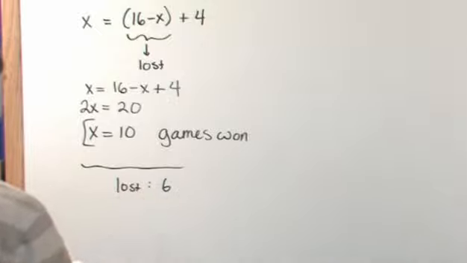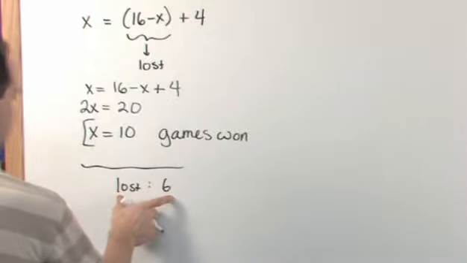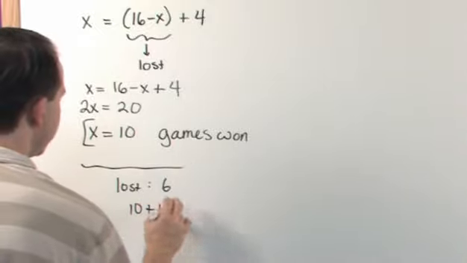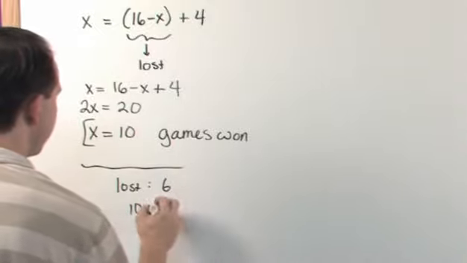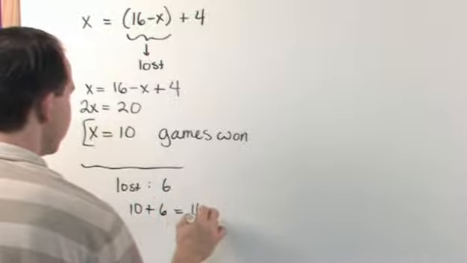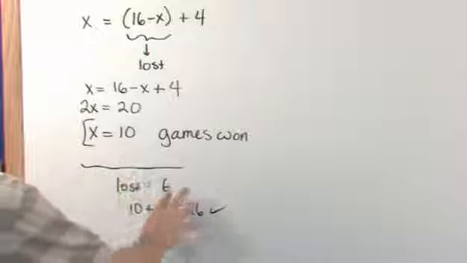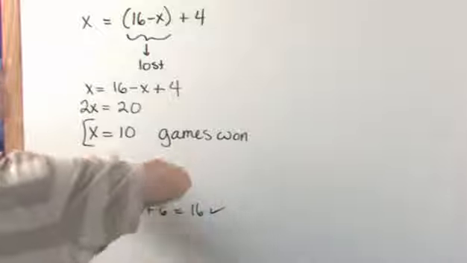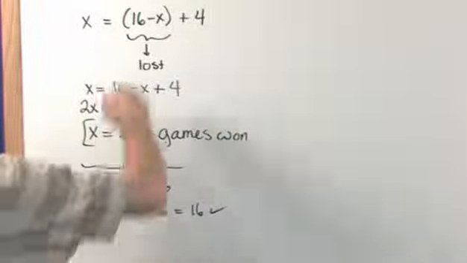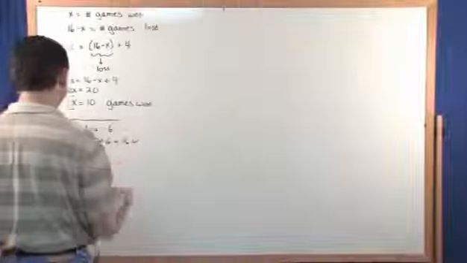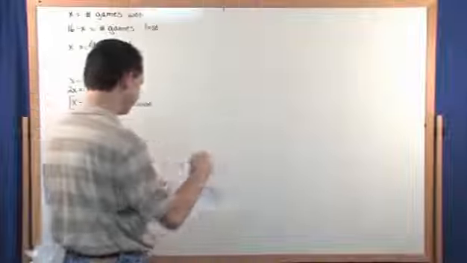So this has to be how many? Then what you would do to figure it out is this is how many they would have lost, and this is how many they would have won. And of course, 10 plus 6, the number of games won plus the number of games lost, is the total number of games. So what you're doing when you check is making sure that the answer you got makes sense with the word problem that you had. So this is the problem. This is the checking. Next problem.